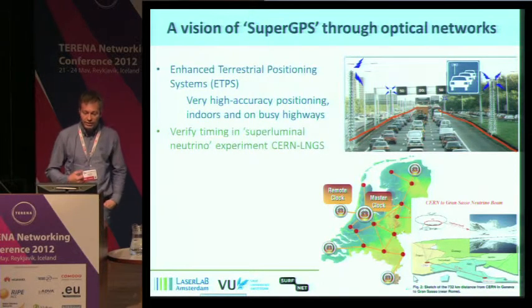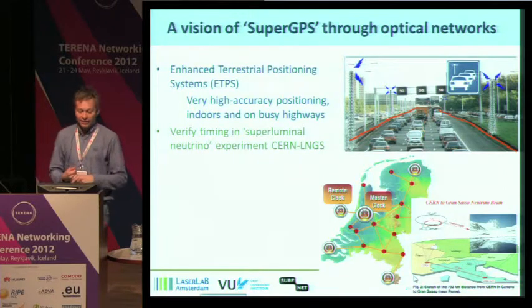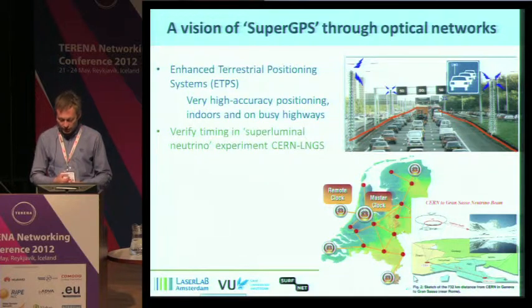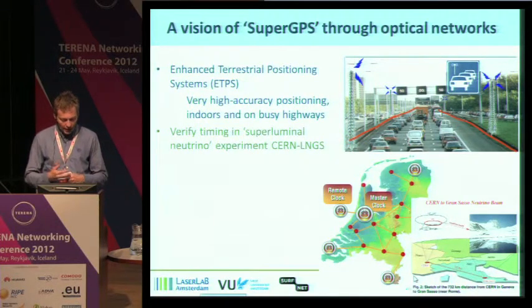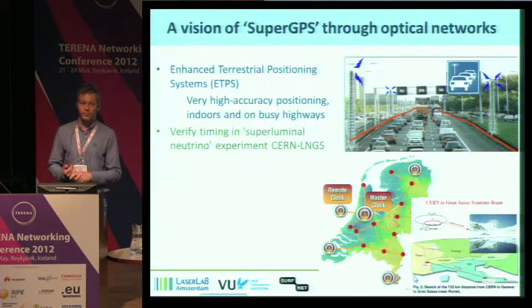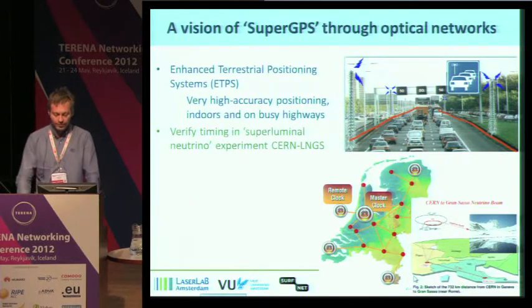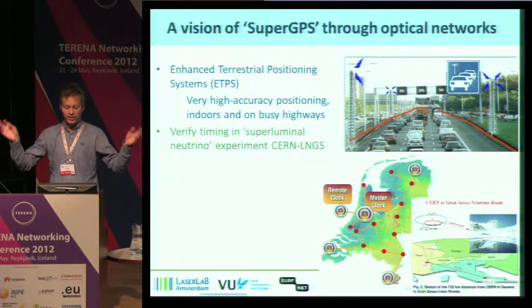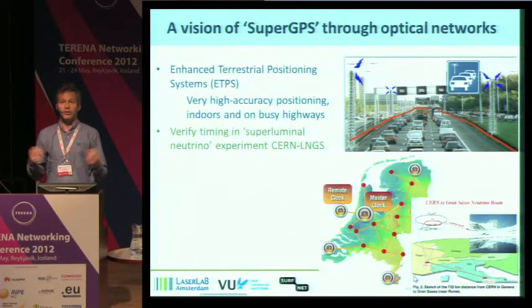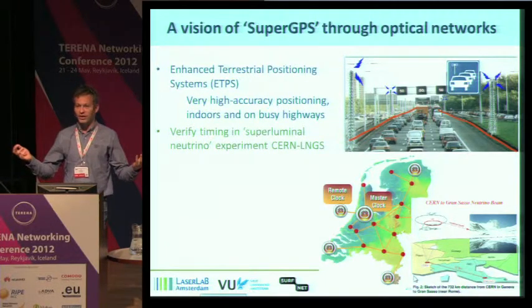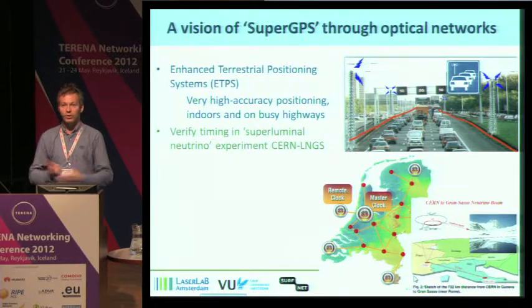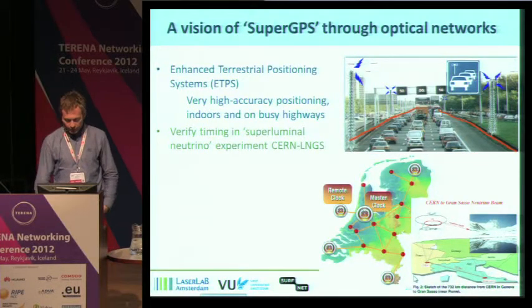Another interesting thing is you might actually verify the timing in the experiment between CERN and the lab in Gran Sasso, I should say, where they observed, or where they thought they observed, superluminal neutrinos. If you do an experiment like that, you have to synchronize the two clocks in the two labs that are separated by many hundreds of kilometers. And now they were using the GPS system because there's nothing else available. But if you have an optical fiber link available between the two labs, you could do much more accurate synchronization of these two experiments through optical fiber.